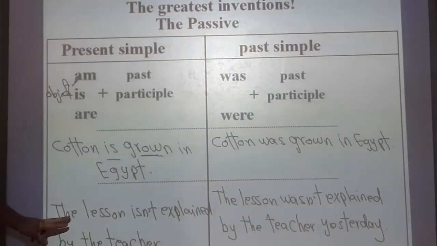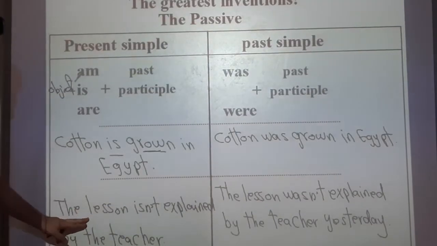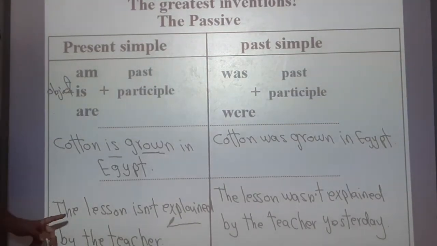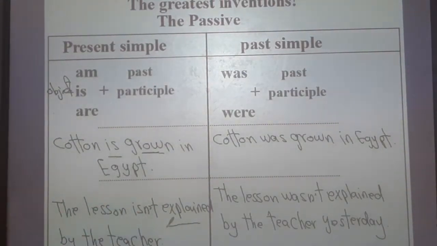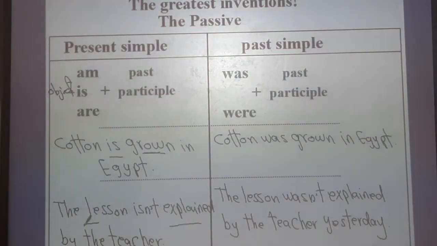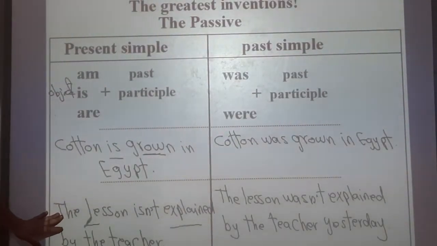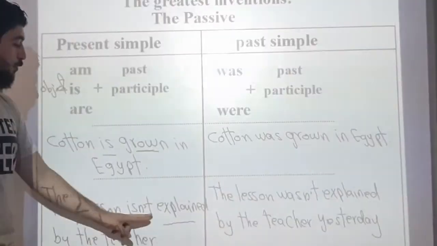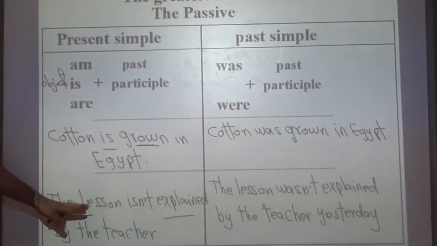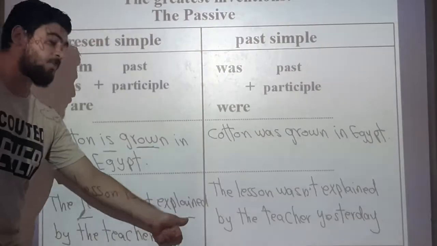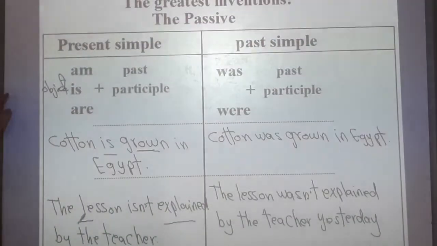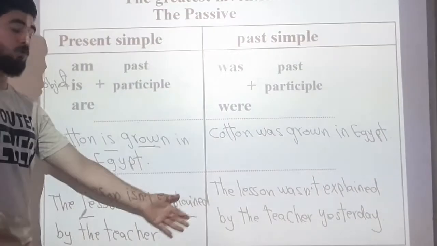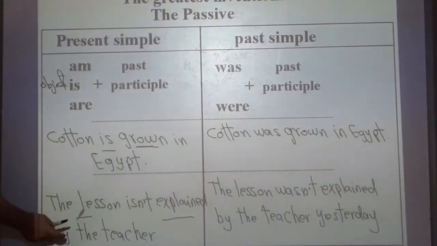In the negative form, we use the object. The lesson isn't explained by the teacher. Again, the lesson isn't explained by the teacher. Here the lesson is the object. We start in the passive form with the object, plus am, is, are in the present simple. Here's a negative sentence, so we use isn't because the lesson is a singular noun. So the lesson isn't explained, the past participle, the third form of the verb, by the teacher, and we can say the lesson isn't explained. We can omit the by the teacher.